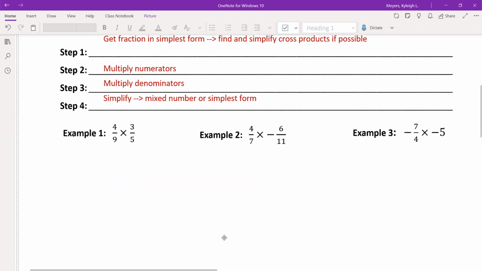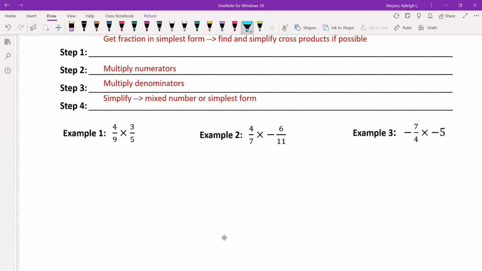All right, example 1. Our first step, we said, is to multiply our numerators. So we multiply just straight across our numerators. So what is 4 times 3? 4 times 3 is 12. And our next step is to multiply our denominators. 9 times 5 is 45. And then we want to simplify those.